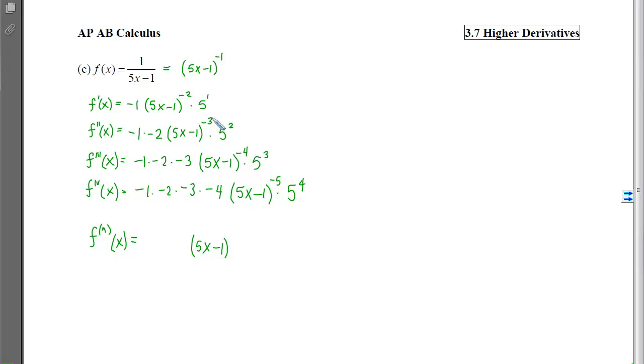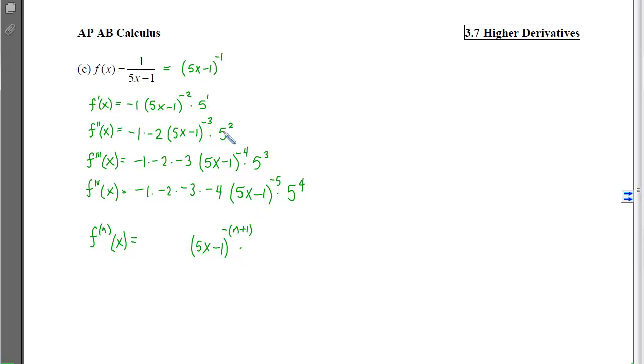We can see that the power is actually 1 more than the derivative number, and then we change the sign. So that means I could take the n plus the 1 and then change the sign. That would work because if I have a 4 plus a 1, that'd give me a 5, change the sign. A 3 plus a 1 gives me a 4, change the sign. So if I have the nth derivative, I'll add 1 and then change the sign.